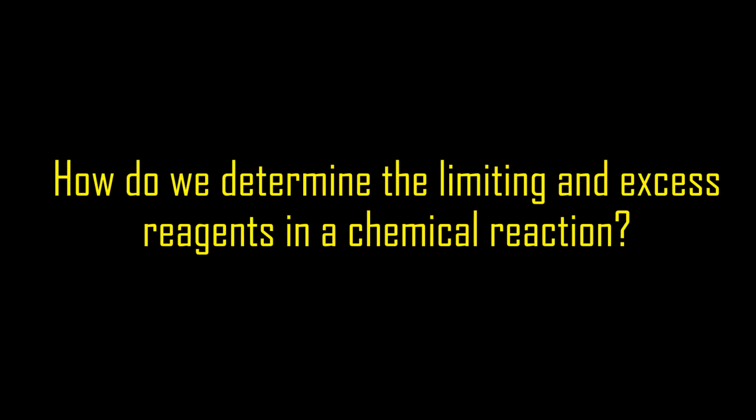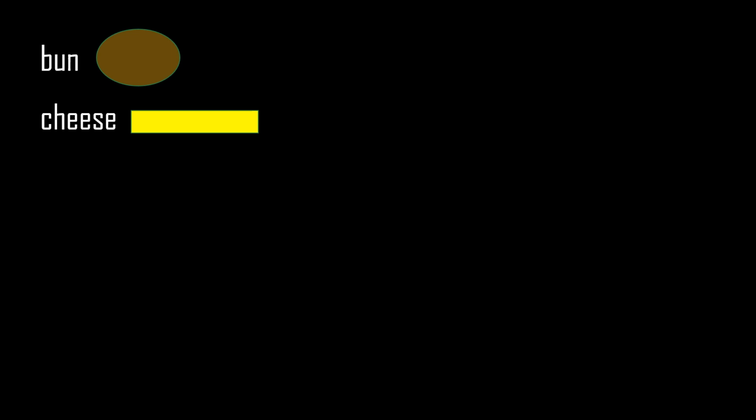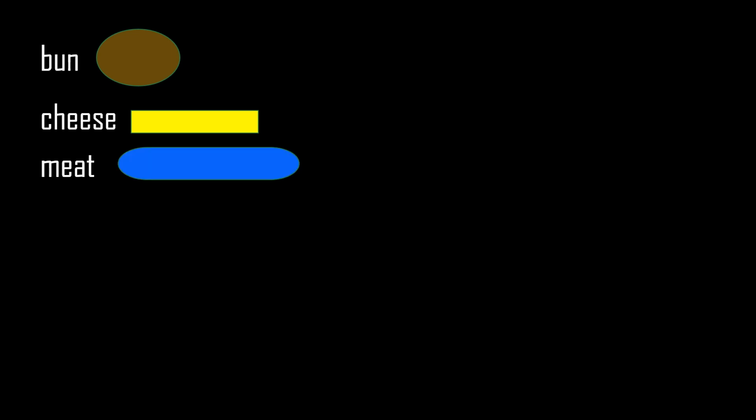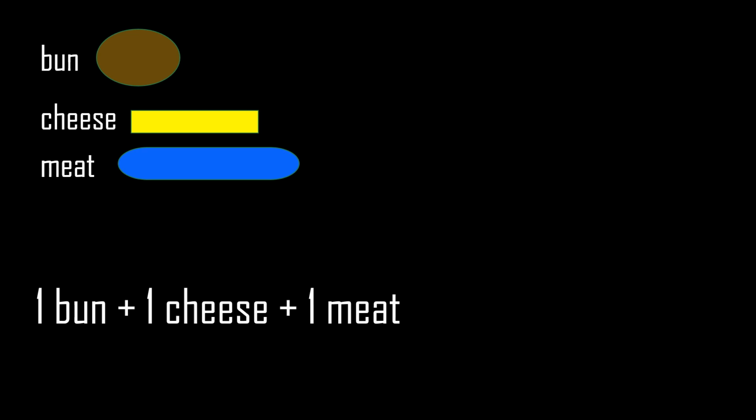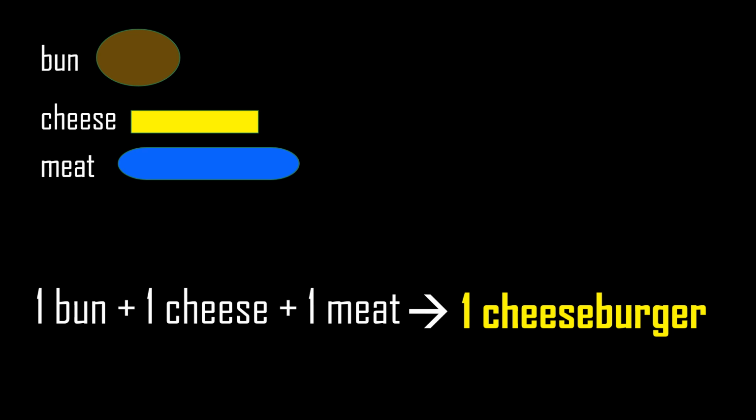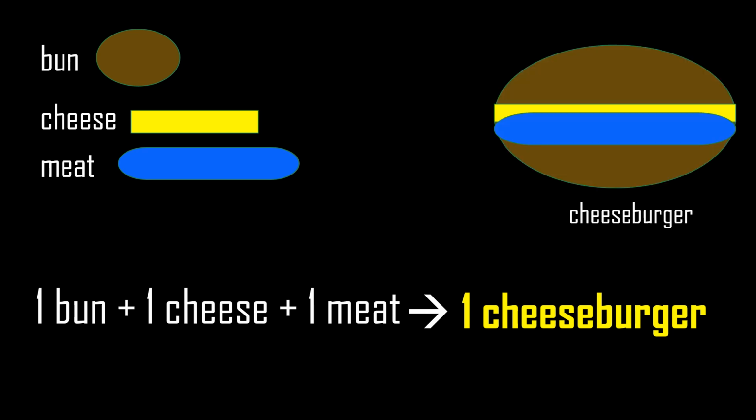How do we determine the limiting and excess reagents in a chemical reaction? To answer this, we can relate it through making a cheeseburger. In making a cheeseburger, we have here the following ingredients: bun, cheese, and meat. To understand the process, we have here a formula in making a cheeseburger. 1 bun plus 1 cheese plus 1 meat, we can create now 1 cheeseburger.